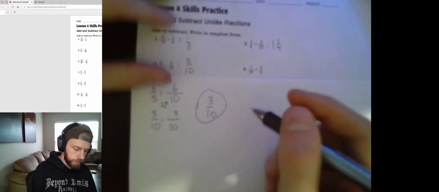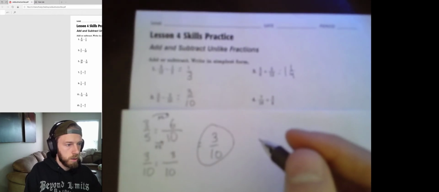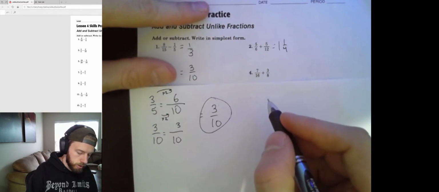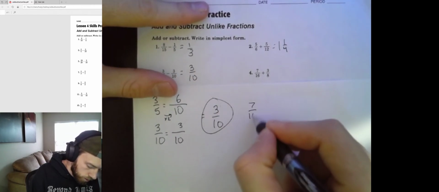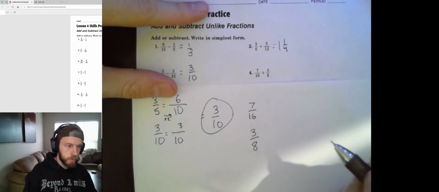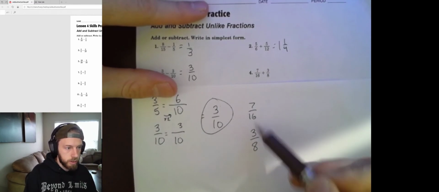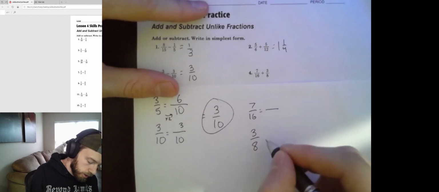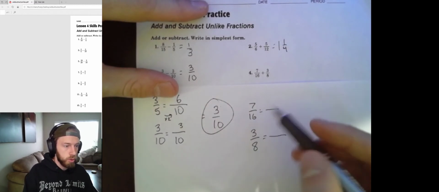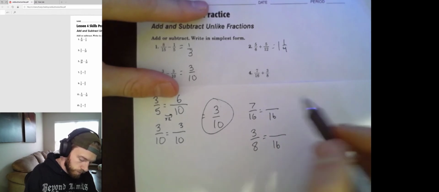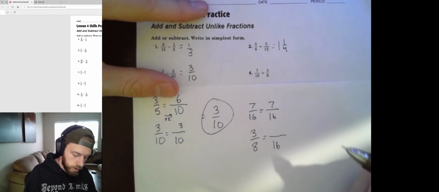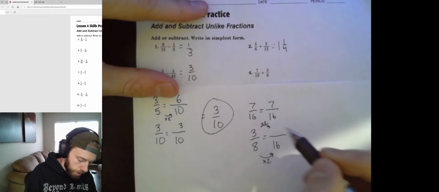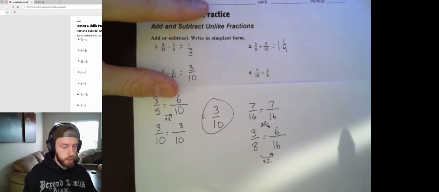Number 4, 7/16 plus 3/8. 16 and 8 are obviously different sized pieces. So we're going to change these denominators to the least common multiple between those two, which is 16. The top fraction stays the same. The bottom fraction got multiplied by 2 here, so we'll do the same to the top, the numerator. And 3/8 and 6/16 are equivalent.